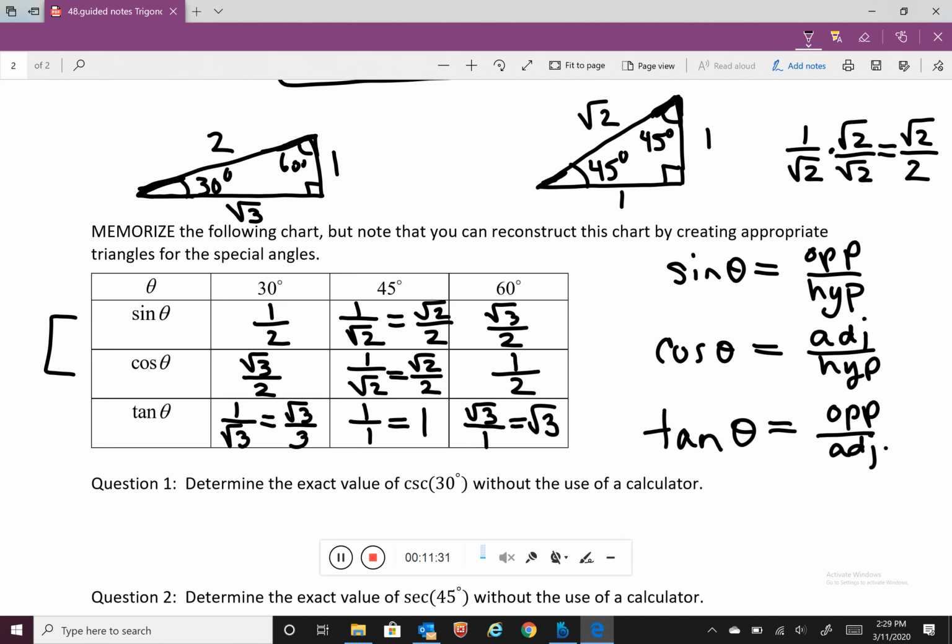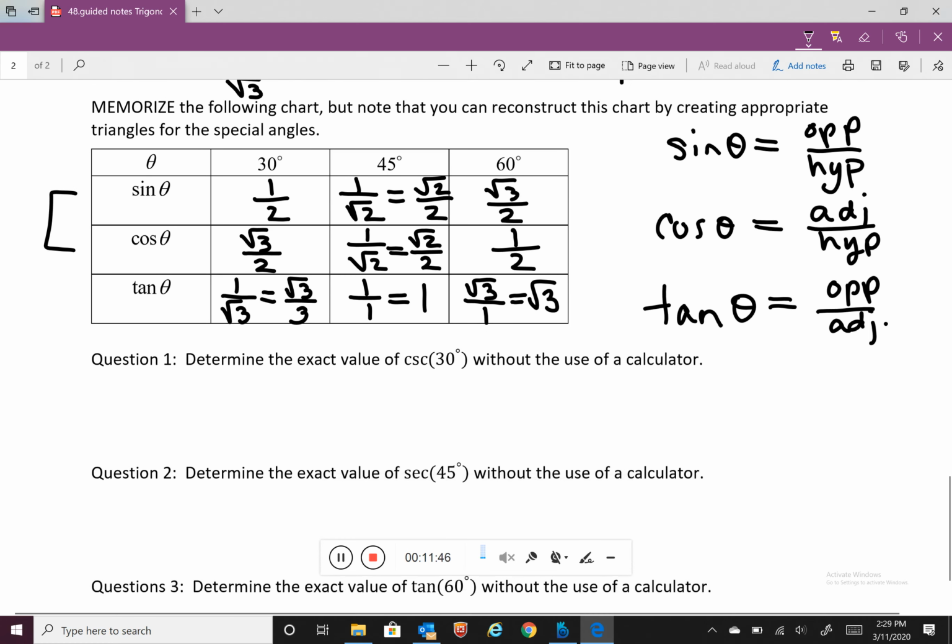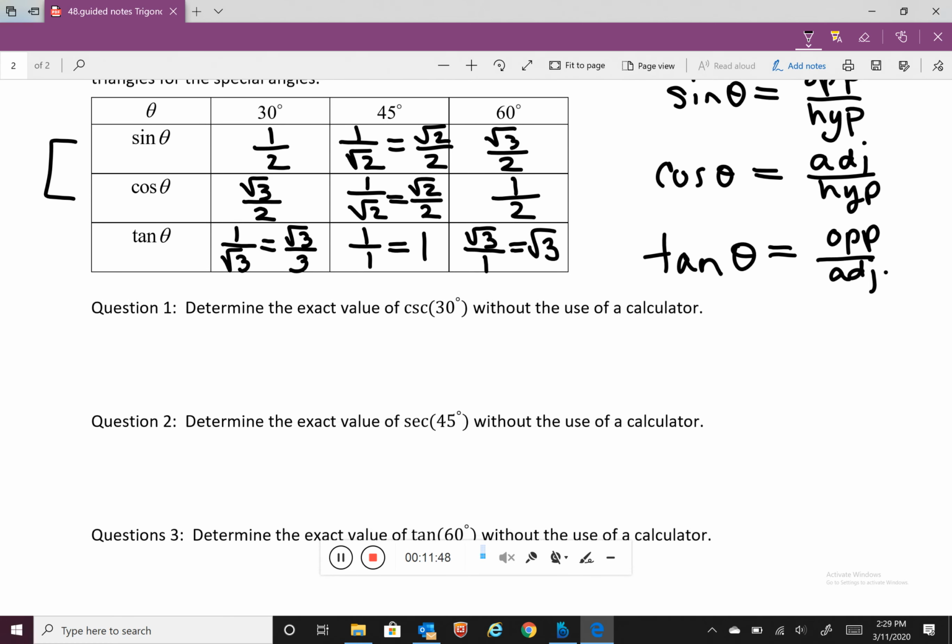Now you have 3 questions here, and all 3 questions actually deal with our special angles. And so the first question is find cosecant of 30 degrees. And so in order to answer this question, we first need to think about what is sine of 30 degrees.